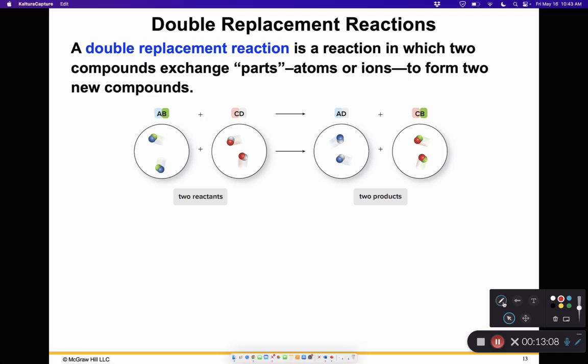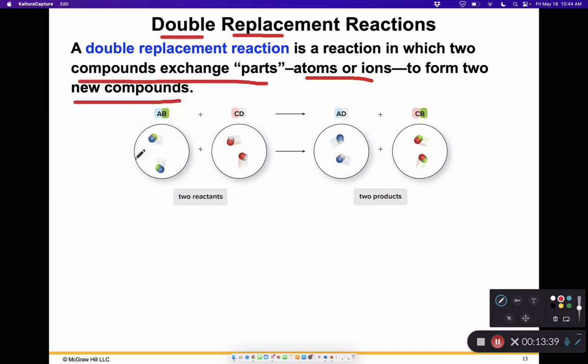As the name tells you, there are two pairs. That's why the replacement takes place and results in two products. So here, double displacement, or multiple products. Double displacement reaction is a reaction in which two compounds exchange their parts or partners, atoms or ions, to form new compounds.